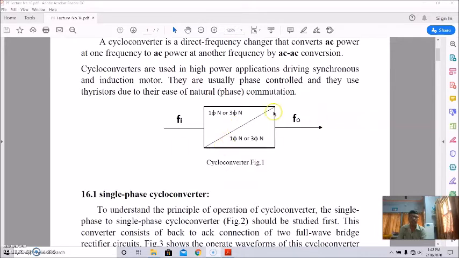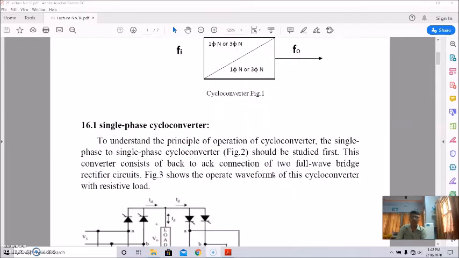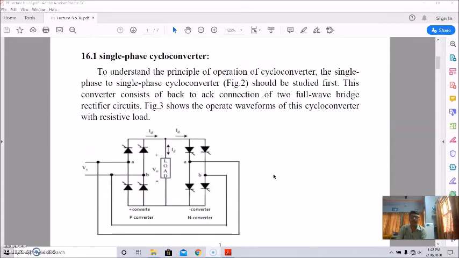So this is a block diagram of a cycloconverter. This is the input frequency, this is the output frequency. The input may be single phase or three phase, and the output also may be single phase or three phase, depending upon the input. You will get the output frequency of a different value. So the single phase cycloconverter we have also discussed.